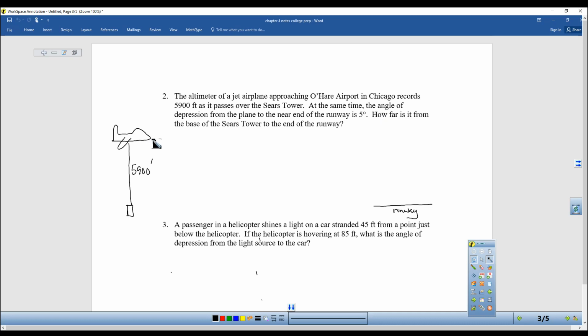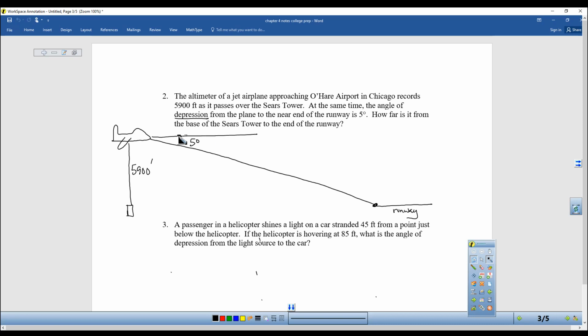At the same time, his angle of depression... So remember, whenever you see angle of depression, draw your horizon. The pilot is normally looking straight ahead, but then he looks down to see the near end of the runway. That's where he's going to land, and then he's going to go along the runway until he slows down. That angle of depression is 5 degrees.